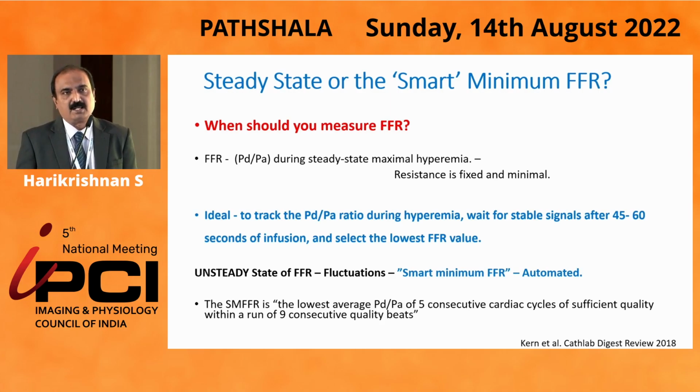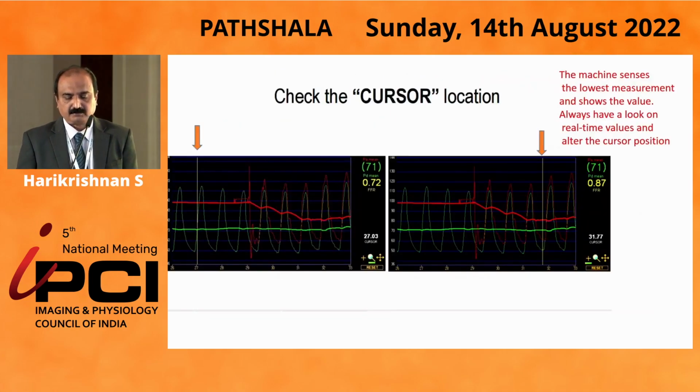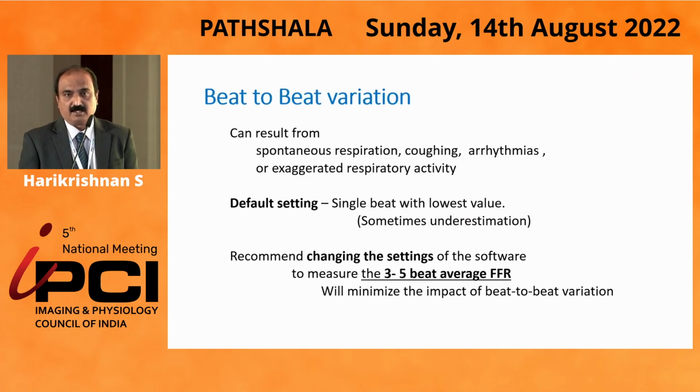There is something called smart minimum FFR, which is an automated feature in some of the machines. Always check the cursor position. Simple thing: the machine automatically goes to the area where there is a maximum difference. So, as you can see, in the initial part where the aortic pressure tracing is not there, the machine still detected that as the area with the maximum difference, so it was taken. So always check the cursor position when you measure the FFR.